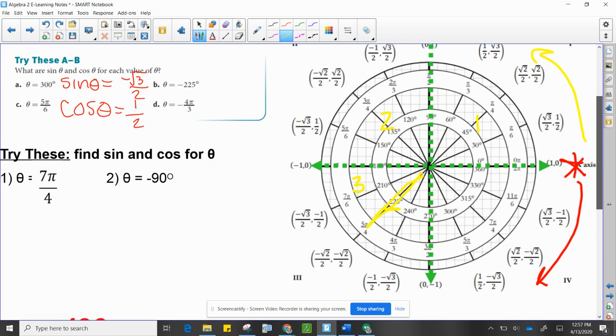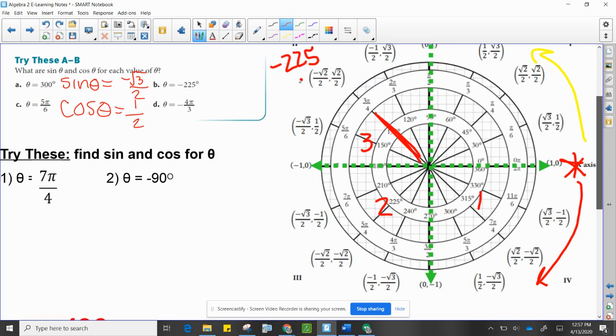Okay, so if I work backwards then to find negative 225, I would start in this quadrant here. This would be 1, 2, 3 quadrants around, and I would use this middle angle. So this is where negative 225 would end up. Okay, hopefully that makes sense.